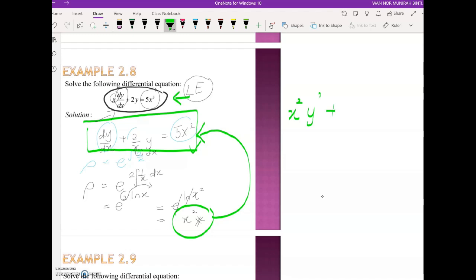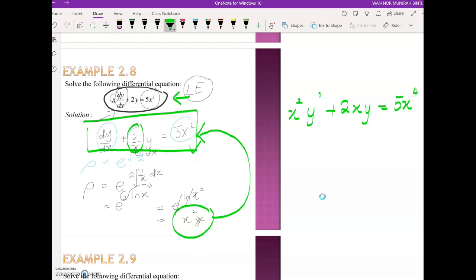Plus 2 over x times x squared so that I have 2x, agree? So I have y, and then I have 5x squared times x squared so that I have 5x to the 4. After I multiply, what I need to do next is simplify both sides of the equation. Actually, the next step is we try to integrate both sides of the equation. But it is easier for us if we can simplify the equation first.